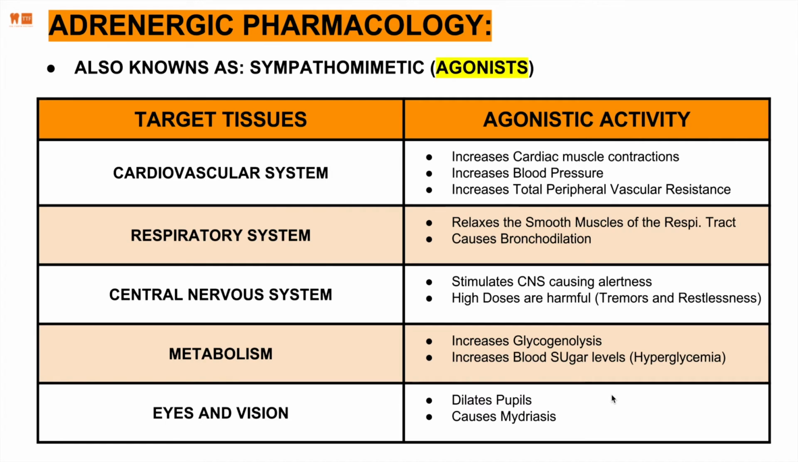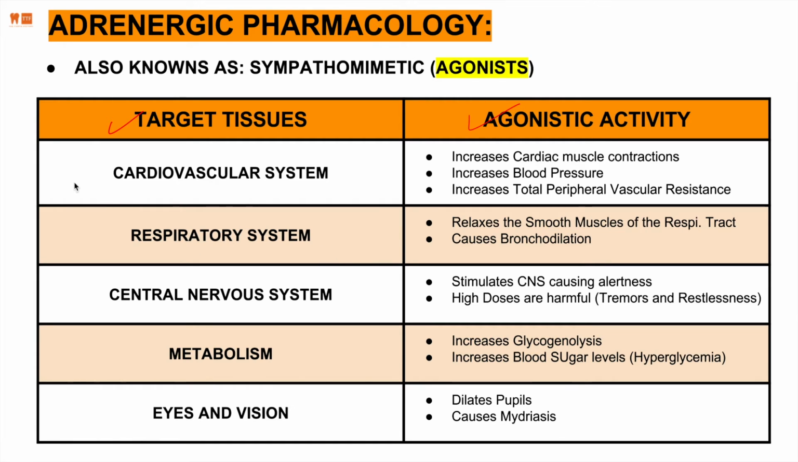Now, remember the same format that we had in the previous lecture. We'll have the target tissues and their agonistic activity. The reason why we're taking it overlappingly is because physiology and pharmacology is being mixed here, guys, and clarifying all of these concepts is crucial.